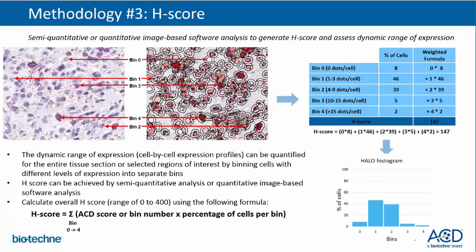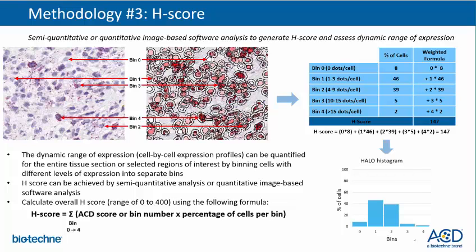The last method uses an H-score and is particularly useful when there is a dynamic range of expression, with some cells that are highly expressing the target, while other cells have a very low to no expression for the target of interest. This dynamic range of expression can be quantified for the entire tissue section or for selected regions of interest by binning cells with different levels of expression into separate bins.